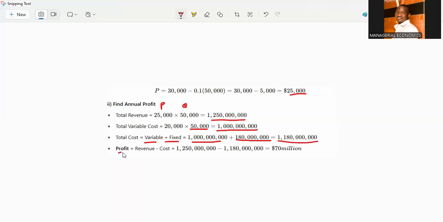So our total profit is total revenue minus total cost. Our total revenue was 1.2 billion. Our total cost was 1.18 billion. So the difference is 70 million. So this is how we find our profit for the year. So this is how we calculate that.